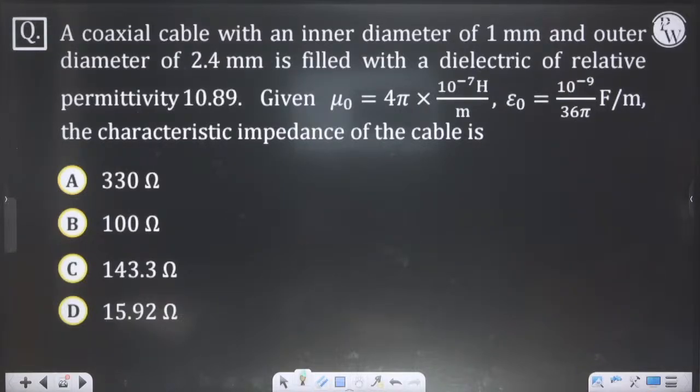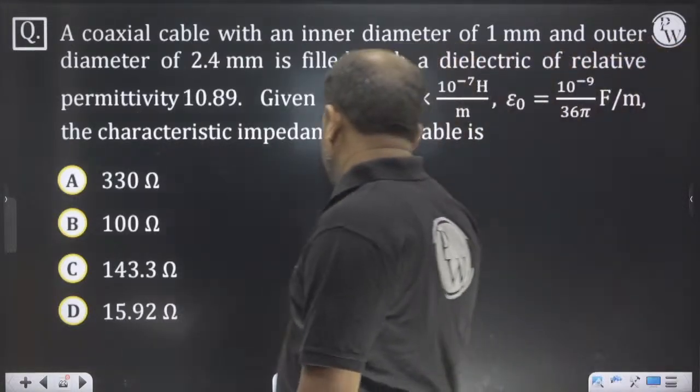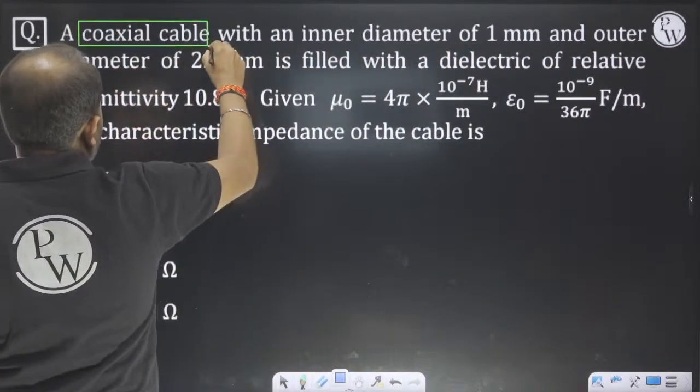Okay, so a coaxial cable with inner diameter 1 mm, outer diameter 2.4 mm and dielectric of relative permittivity 10.89. Mu is something like this. Epsilon naught is given. The characteristic impedance of the cable is? So it is a coaxial cable.